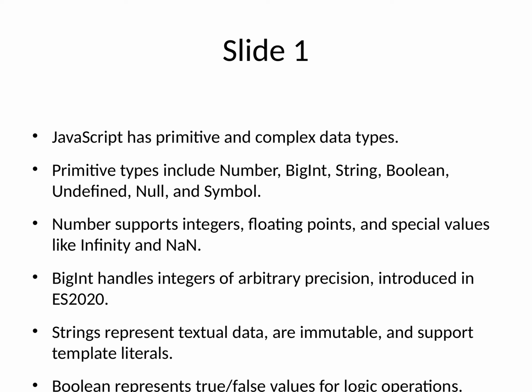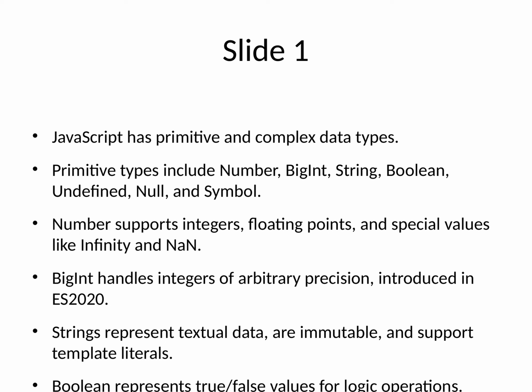Strings represent textual data and are enclosed in single quotes, double quotes, or backticks for template literals. They are immutable, meaning once created, they cannot be modified. For instance, you can declare a string with let str = 'hello', or use a template literal like let template = `value ${num}`.